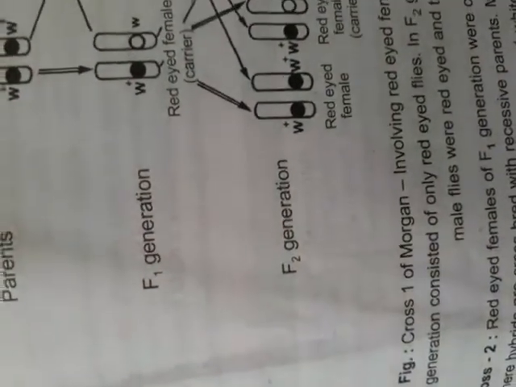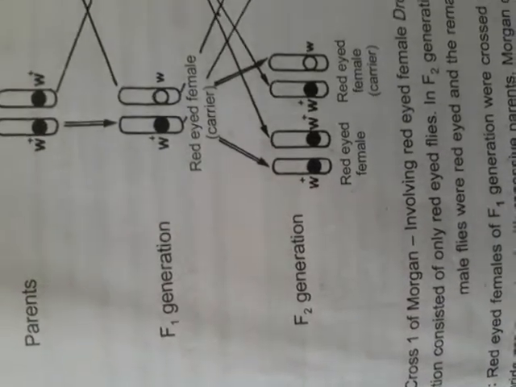F1 generation consisted of only red-eyed flies. In F2 generation, all female flies were red-eyed. 50% of the male flies were red-eyed, and the remaining 50% white-eyed.